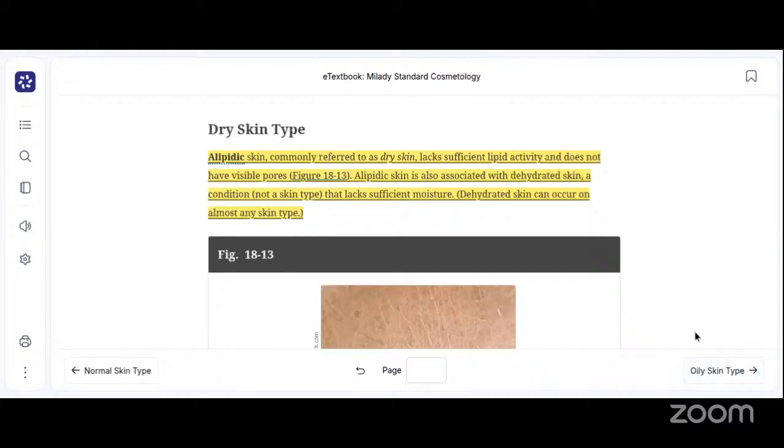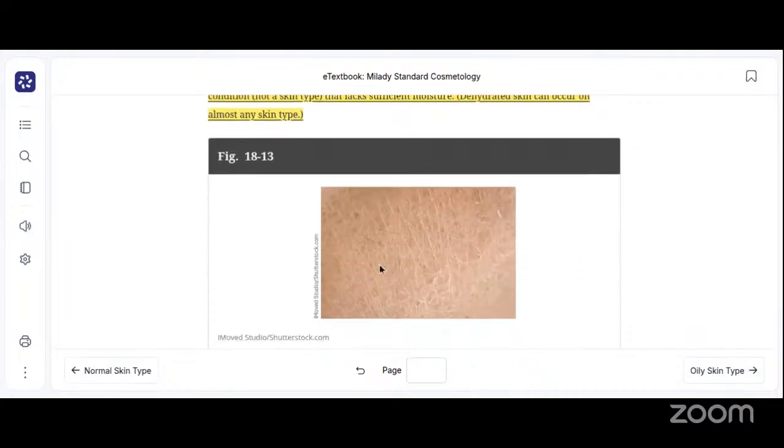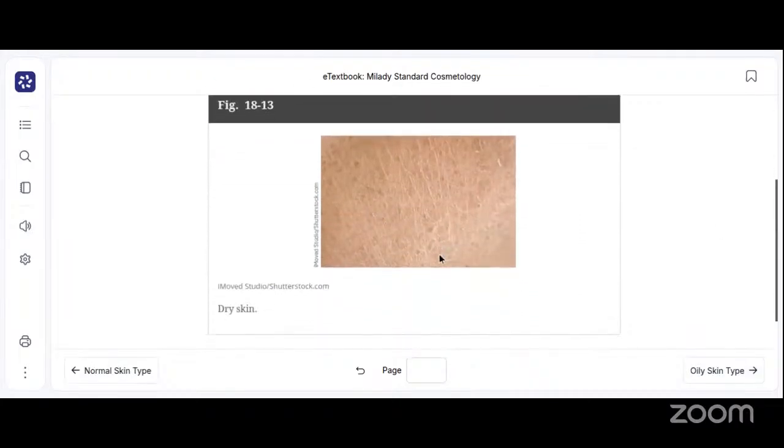Okay. Here's a term I want you to highlight. Alipedic, commonly referred to as dry skin, lacks sufficient lipid activity, lacks oil. So you're going to see this. Let's look at this picture, figure 18.13.